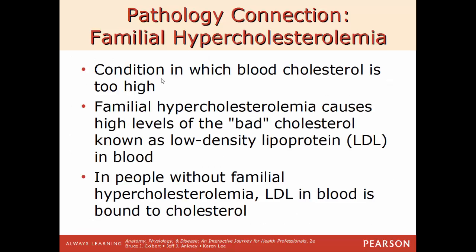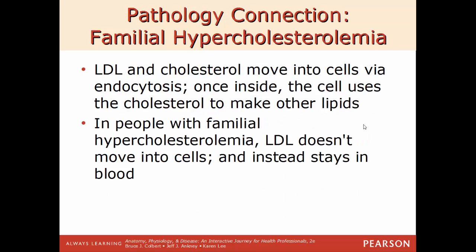All right, next we'll talk about a pathology condition. And this condition is where the levels of blood cholesterol are too high. And this is called familial hypercholesterolemia. Now this is caused when the bad types of cholesterol, the LDL, are very, very high. And that's the LDL, the low density lipoprotein. That is the bad cholesterol. Now for people who don't have this condition, this LDL that's in your blood is bound to cholesterol. So you have this LDL and the cholesterol move into cells via endocytosis. Now once inside, the cell uses the cholesterol to make other lipids, other fats.